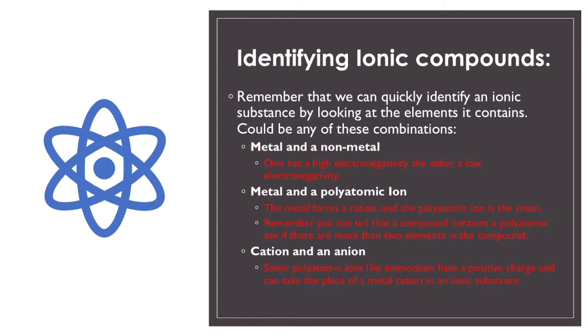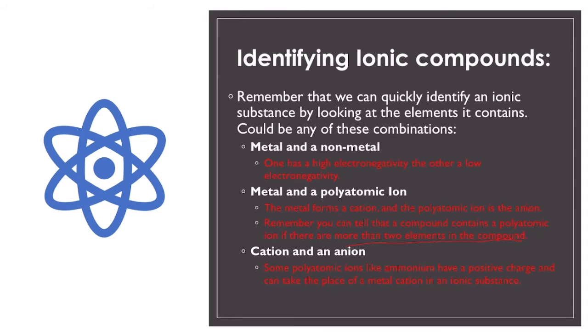But ionic compounds can also occur between a metal and a polyatomic ion that has a negative charge. And so the metal here would be our positively charged cation, and the polyatomic ion is going to be the negatively charged anion. And remember that you can tell a compound contains a polyatomic ion if there are more than two elements in the compound. That's a really big thing, and we'll talk about this again in a little bit. If you look at a chemical formula and there are more than two elements in there, then you automatically know that formula contains a polyatomic ion, and at that point it's just a matter of identifying which elements are making that polyatomic ion.